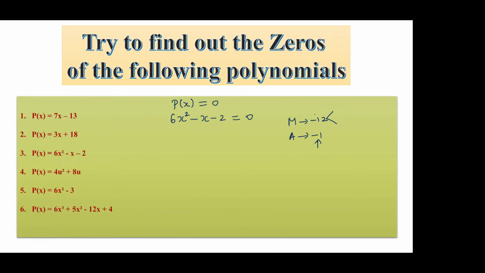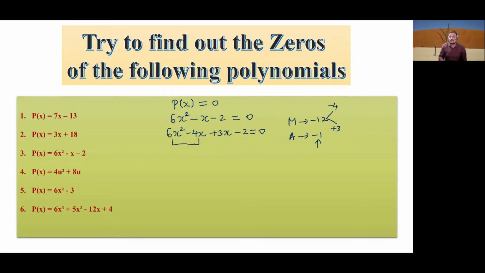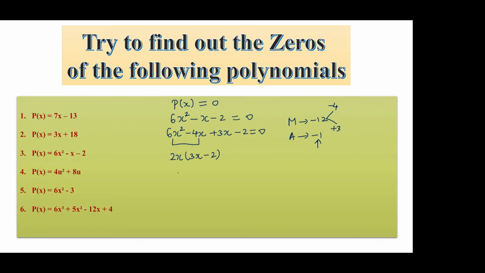Sir, the required numbers are minus 4 and plus 3. Okay, minus 4 and plus 3. So after splitting the middle term, we get the new equation as 6x square plus 3x minus 4x minus 2 is equal to 0. So what is common in the first two terms, Sarvadnya? 3x is common, so 2x plus 1 is remaining inside the bracket.